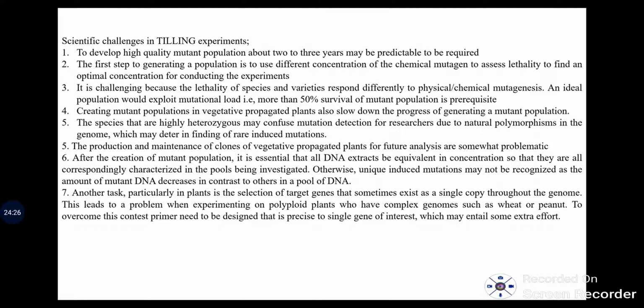Another task is particularly in plants in the selection of target genes that sometimes exist as a single copy throughout the genome. This leads to a problem when experiments on polyploid plants who have complex genomes like wheat and peanut. To overcome this contest, primer need to be designed that is precise to single gene of interest, which may entail some extra effort. That means utilizing tilling approach in polyploid species is quite difficult.